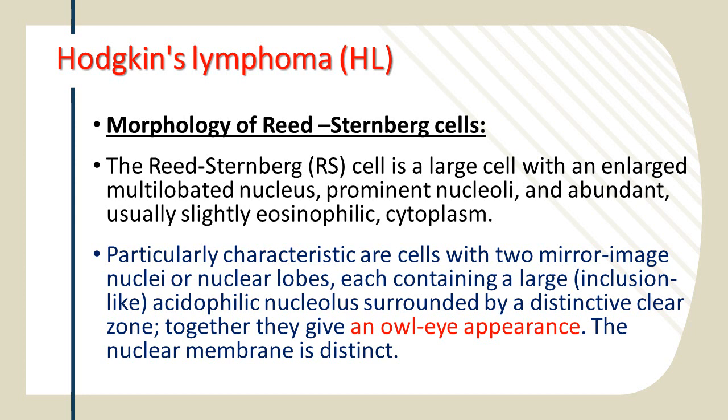A particular characteristic feature is that these cells have two mirror image nuclei or nuclear loops, each containing a large inclusion-like acidophilic nucleolus surrounded by a distinctive clear zone. Together, they give an owl-eye appearance. Moreover, the nuclear membrane is distinct.